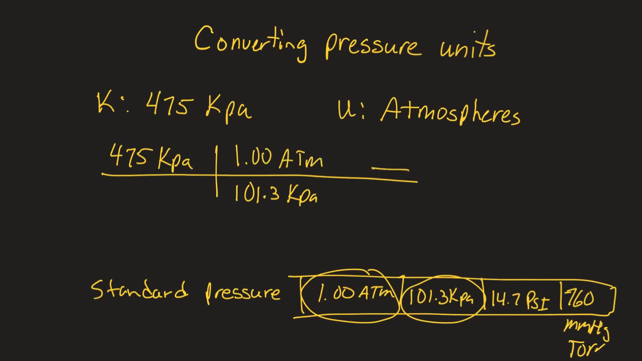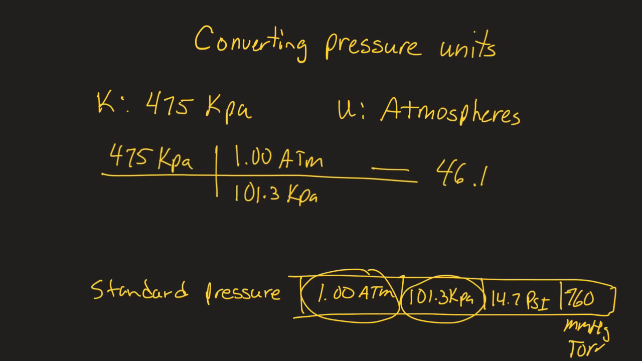You're going to go ahead and put that in the calculator. And I'm going to use my fraction button like I always do. And it's going to be 475 times 1.00. Drop down in the bottom, 101.3 equals, that's going to give you 46. Going to need 3 significant figures, so 46.1 atmospheres.